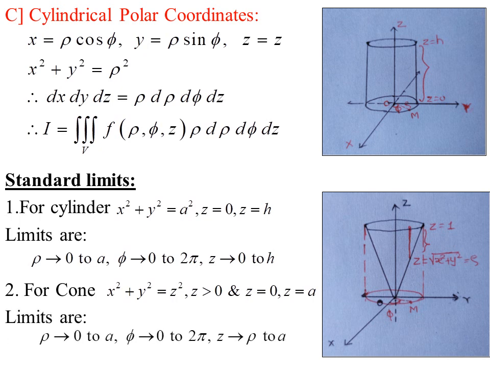Rho is varying from 0 to a for this cone, phi is varying from 0 to 2 pi, and z is varying from rho to a. So these are our cylindrical polar coordinates and some standard limits. With the help of all of these usual notations, spherical polar coordinates and cylindrical polar coordinates as well as the Cartesian coordinates, we can solve a few problems of triple integration.